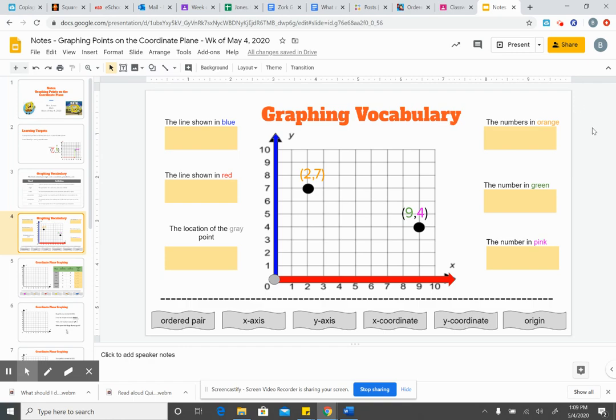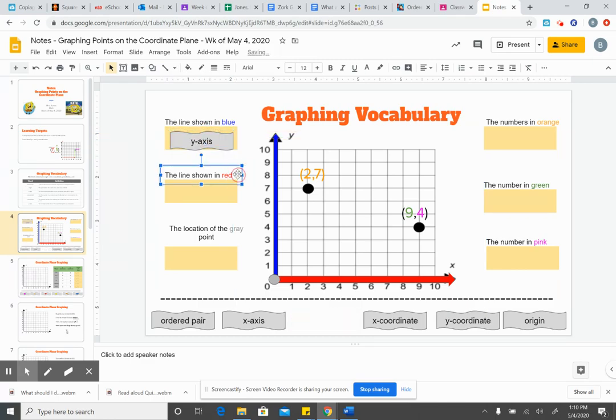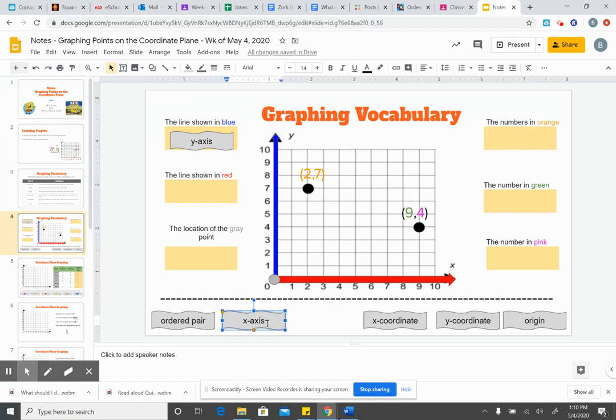So let's review some vocabulary again. Let's look at a picture. We have the line shown in blue. You can quiz yourself. What is that line in blue going up and down? Not the y-coordinate, which is almost what I just pulled. That's the y-axis. Okay? Now, what about the line shown in red, going right to left? If you look here where I'm circling, there's a little letter. Yep, that's your x-axis.